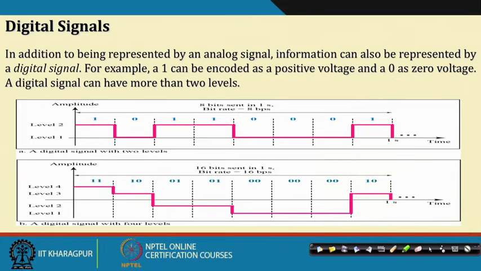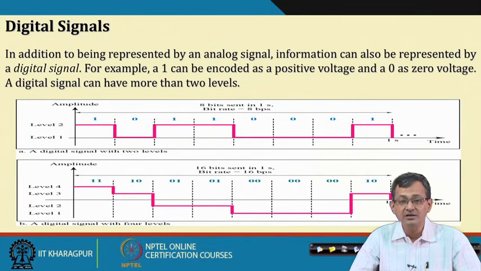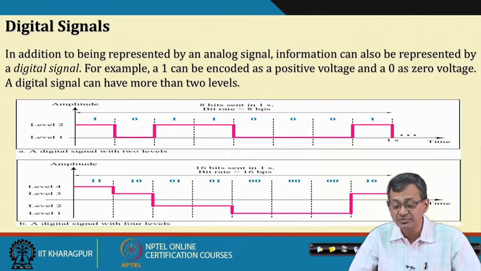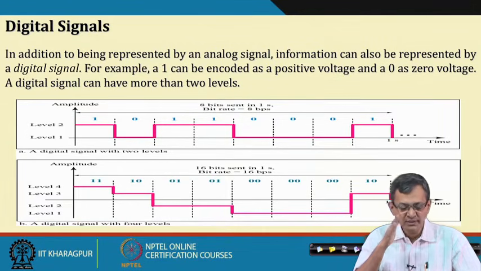Now, if we come to the digital signal, in addition to being represented by an analog signal, information can also be represented by a digital signal. For example, 1 can be encoded as a positive voltage, and 0 can be encoded as a 0 voltage. So, I can have 0 and 1.